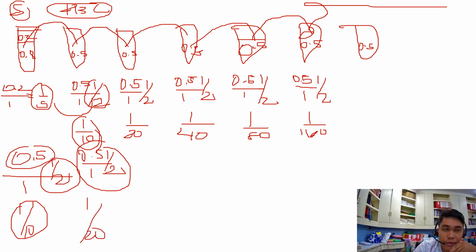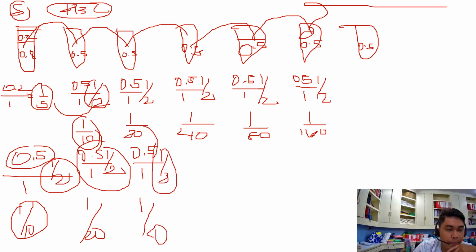Same with tube number 3. The remaining volume is 0.5, that's the sample volume, and you add 0.5 ml RBC suspension, so the total volume is 1. So 1 is to 2 times 1 is to 20, that's 1 is to 40. So the final dilution of the third tube is 1 is to 40.